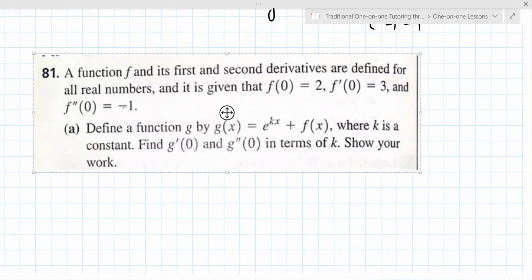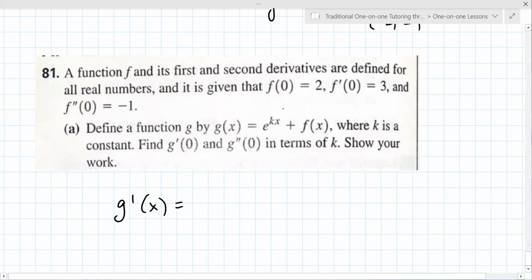Show your work. Okay, so basically, you just need to find g prime of x. So you need to take the derivative of this right here. So the derivative of e to the kx is itself times chain rule. So what's the derivative of k times x? Like imagine it was 3x, it would just be 3. So this is k. Plus f prime of x.